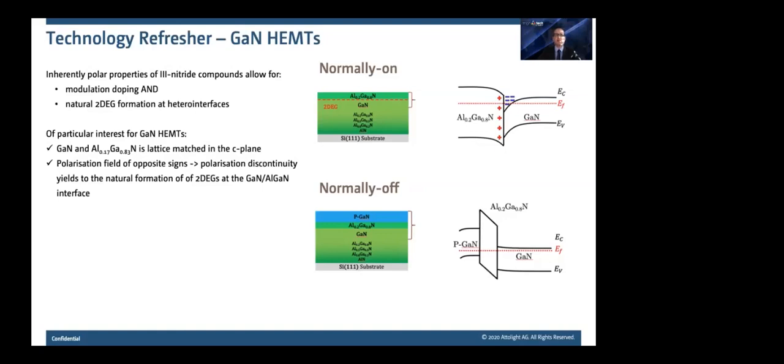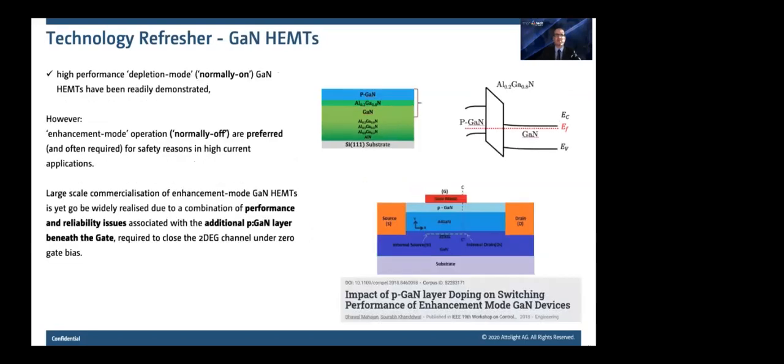And thanks to the polarization field of opposite signs of these two materials, we have a polarization discontinuity at the interface, which leads to the natural formation of a two-dimensional electron gas, which can be used as the channel in a transistor. Now we have two types of transistors actually, the so-called depletion mode transistors. These are normally on devices that are high performance devices that have been demonstrated quite some time ago and are already used today.